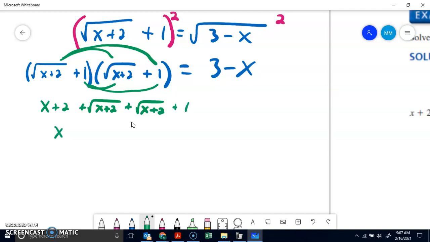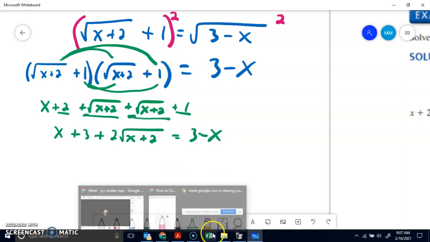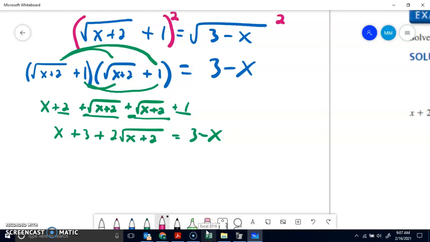So what I have is x, let's clean this up. 2 plus 1 makes 3. I have 1 square root of x plus 2 plus another 1, or 2 square roots of x plus 2. Adding, combining like terms. 1 here plus 1 here makes 2. But now, instead of having two square roots like we did at the beginning of the problem, there's only one. So now let's go ahead and solve.